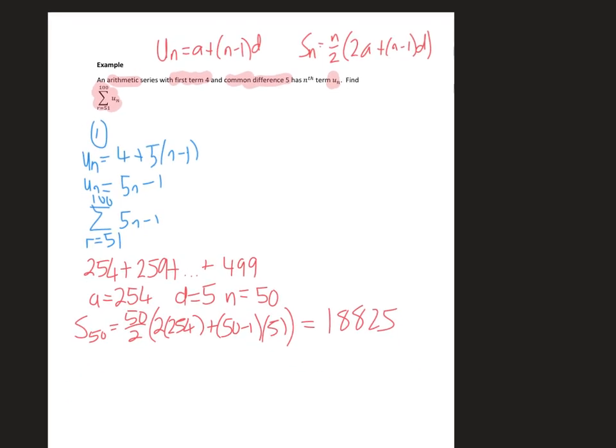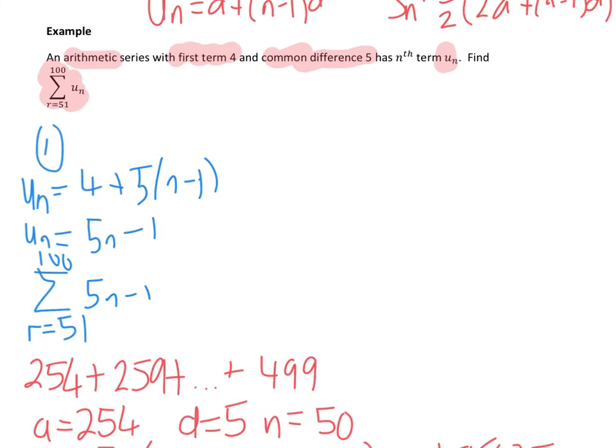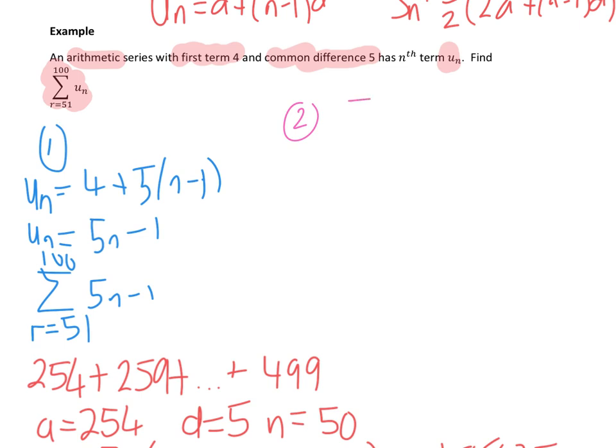The method I prefer, let's do this one in a different colour, is using that same trick from before. So if I want the sum from 51 to 100 of UN, that's the same as going all the way from 1 to 100, so S100, take away, well, if I need to start at 1, I need all the numbers from 1 to 50, so I need to take away S50.